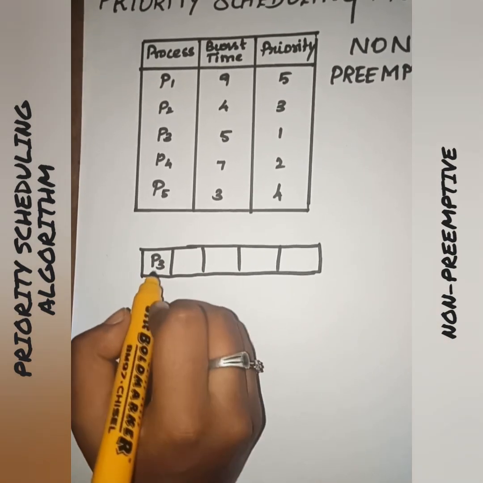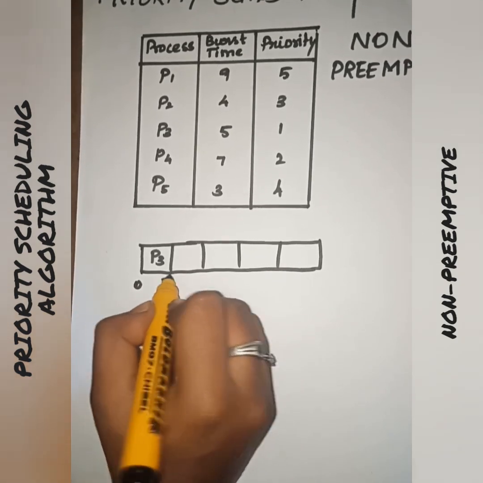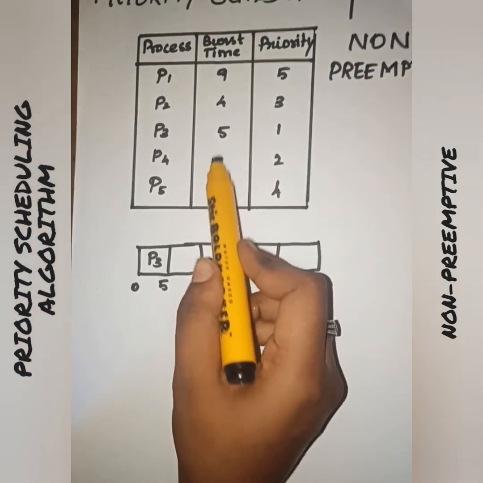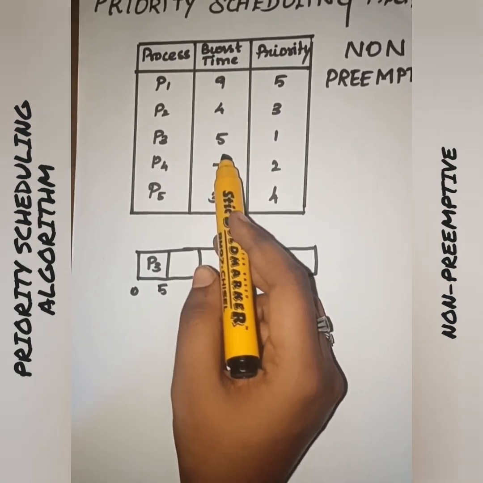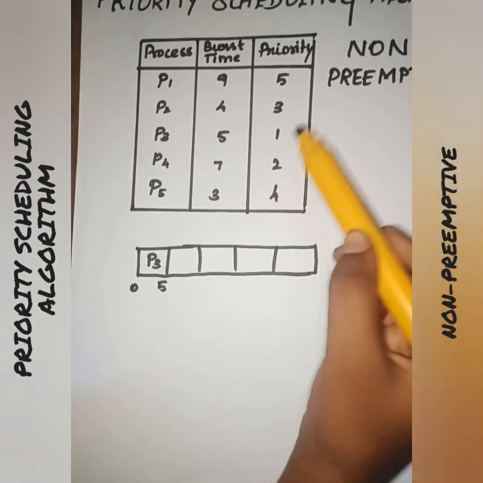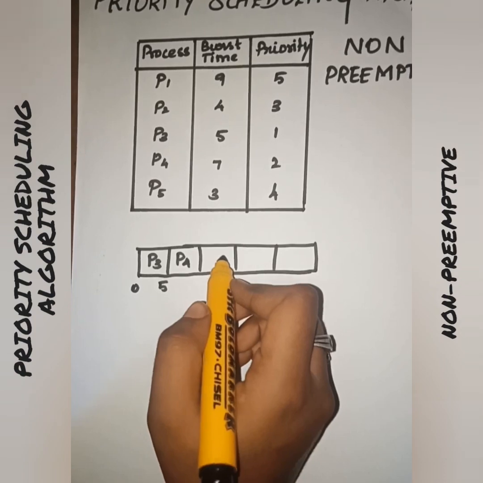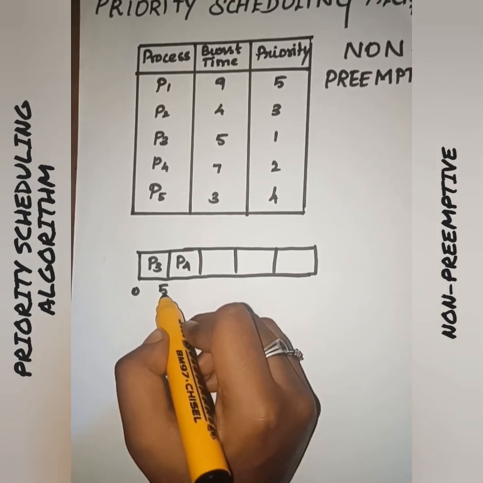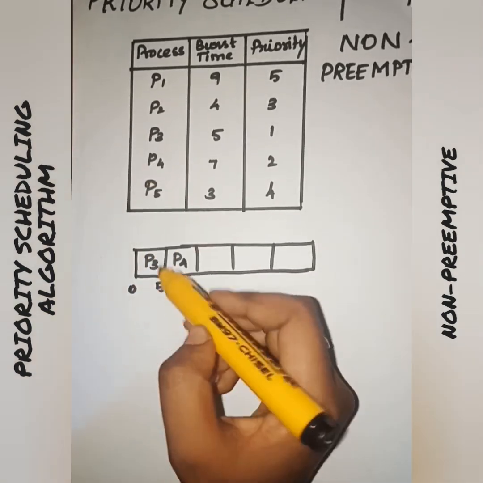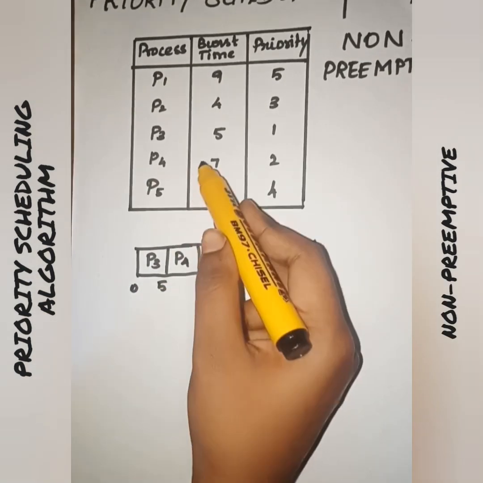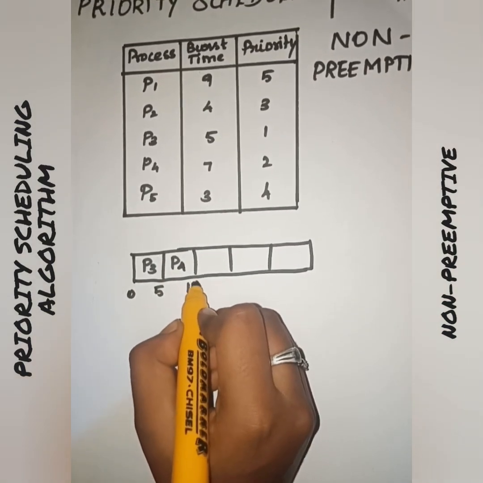The waiting time of P3 will be 0. It will execute 5 milliseconds, that is the burst time of P3. After that, the next highest priority process is P4. The waiting time of P4 is the execution time of P3. Then the execution time of P4 is waiting time plus burst time, 5 plus 7 is equal to 12.